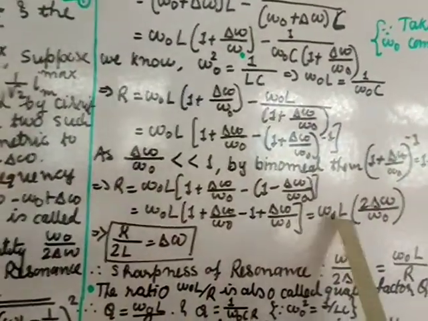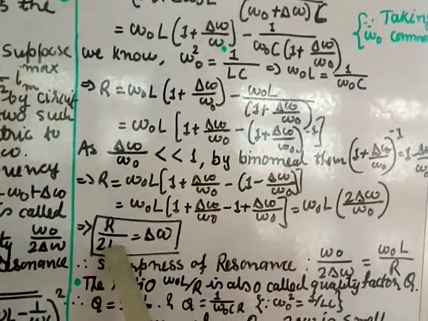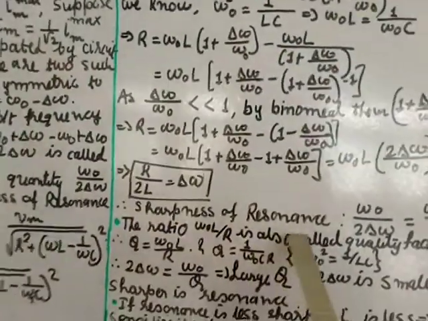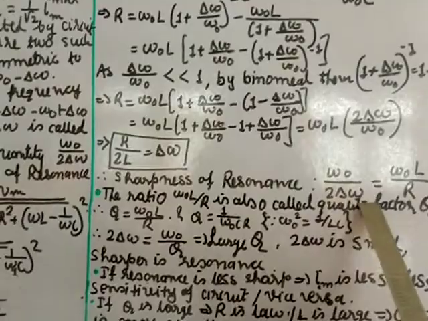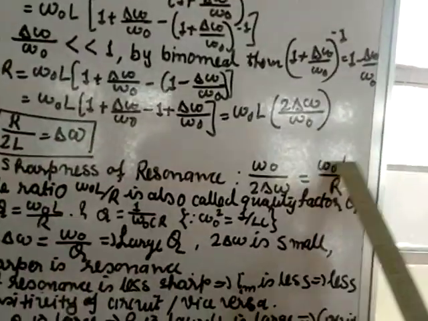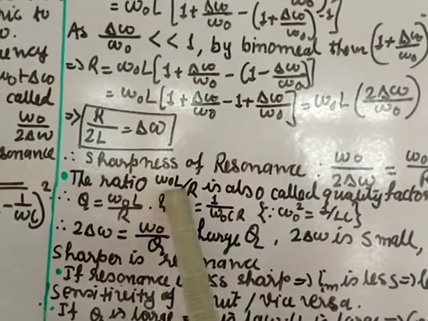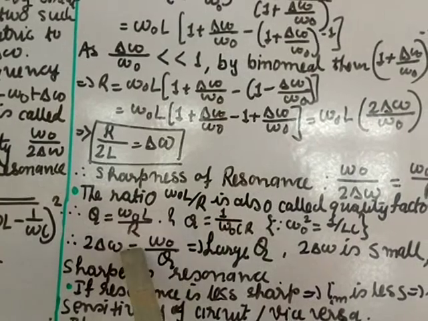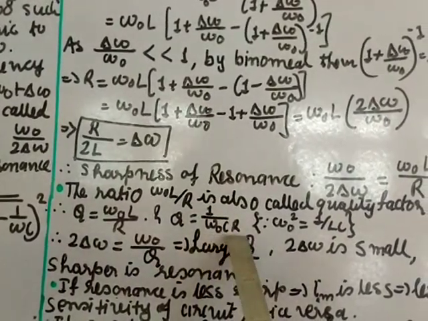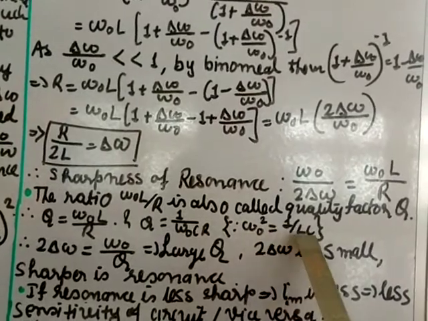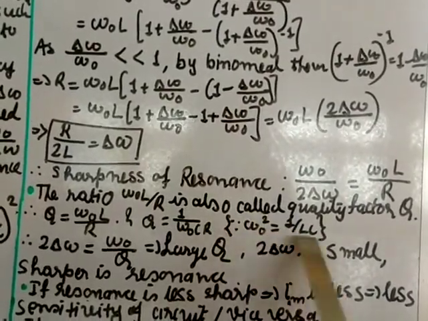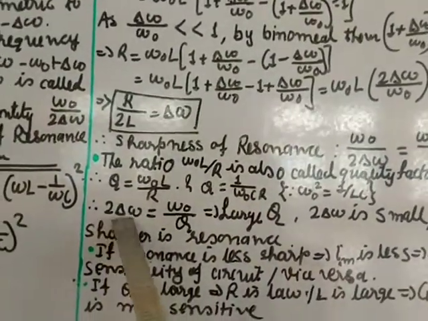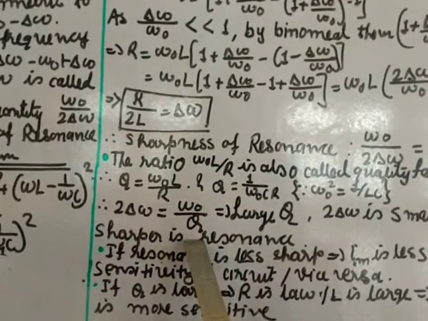So what we have found here, this L and 2 I am transferring here, so 2L and omega naught cut, here remains delta omega. Therefore the sharpness of resonance, omega naught over 2 delta omega, is equal to omega naught L by R. The ratio omega naught L by R is also called the quality factor Q. Therefore Q is equal to omega naught L by R, and Q is equal to 1 upon omega naught CR, where omega naught square is equal to 1 by LC. So 2 delta omega is equal to omega naught by Q.